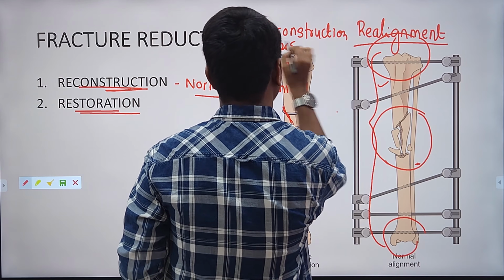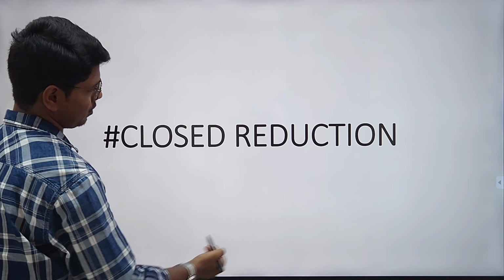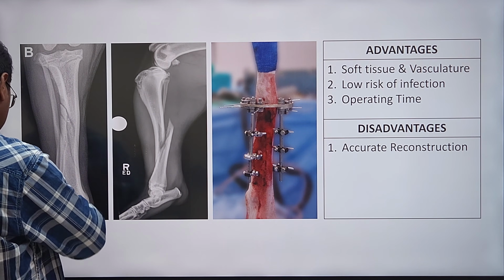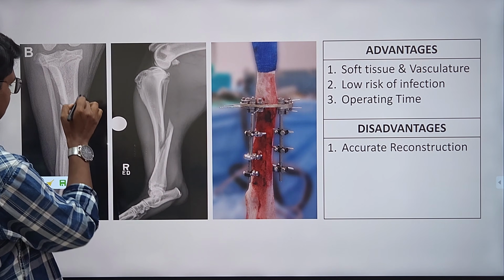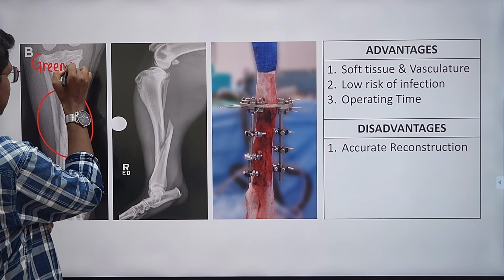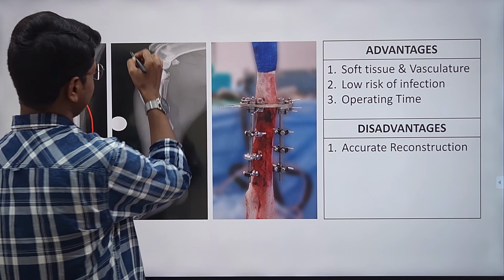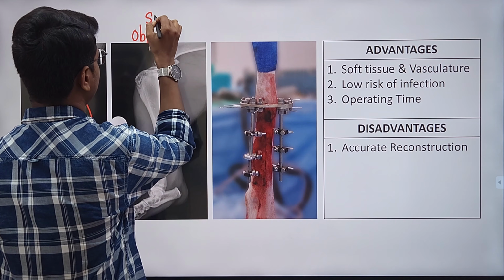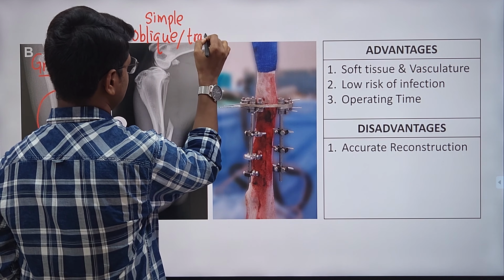Okay. So now coming to the classification, the fracture reduction can be closed reduction as well as open reduction. First we will go for closed reduction. There are some suitable fractures for closed reduction. The first one is the green stick fracture. These fractures can be reduced closely. Also some oblique or transverse fractures when they are simple, not compounded. Simple oblique or transverse fractures.